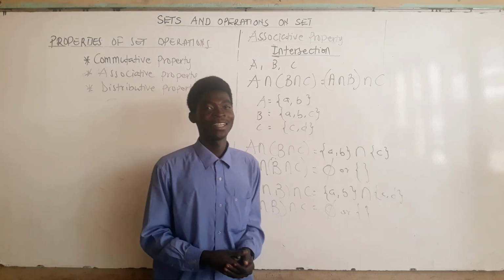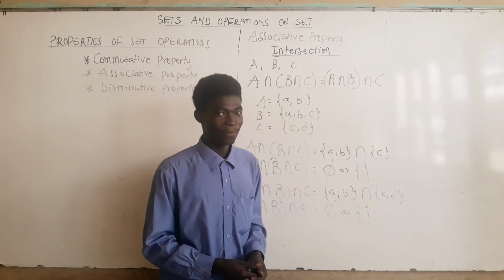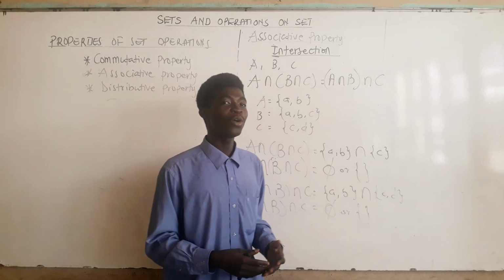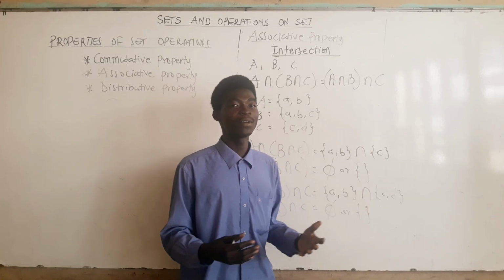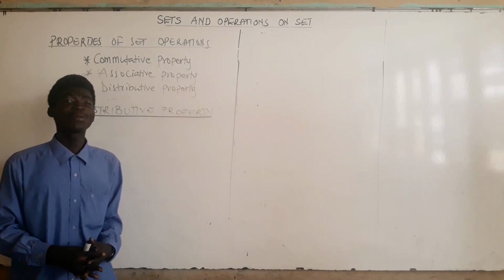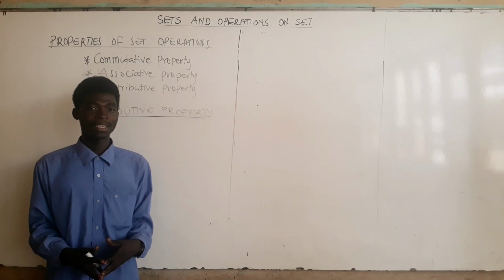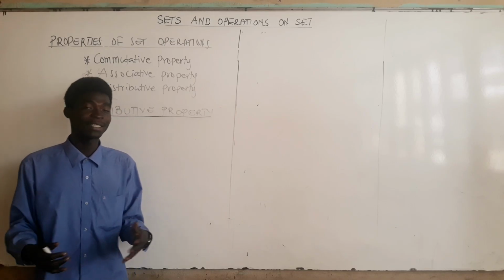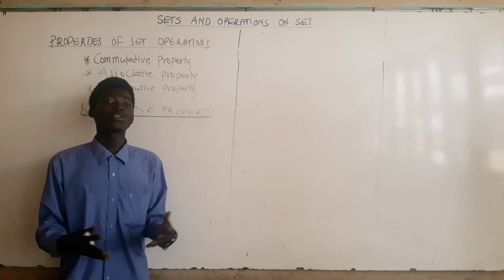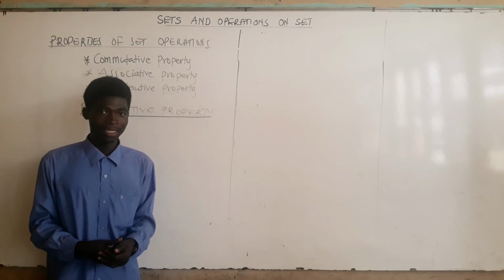So I believe you are getting the concept, and that is the associative property using the operation union and the intersection. Now let's move on to the last one, which is the distributive property. With the distributive property, it connects the operations of set, that is the two main operations of set, the union and the intersection. So it connects them, as I said earlier on, which one distributes over the other.